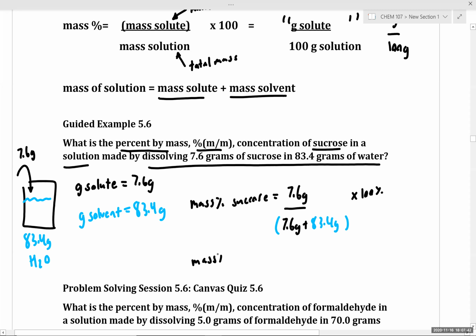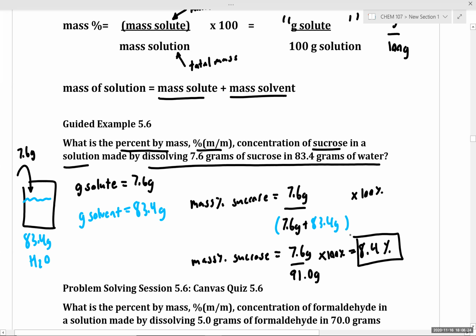Now, punching this into our calculator, for our mass percentage of sucrose, we have 7.6 divided by, in this case, this simplifies to 7.6 grams divided by 91.0 grams times 100%, which gives us, following sig fig rules, since we only have 2 sig figs, 8.4%.